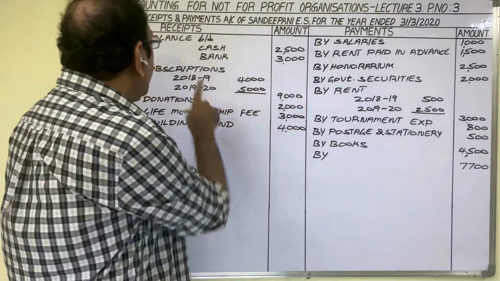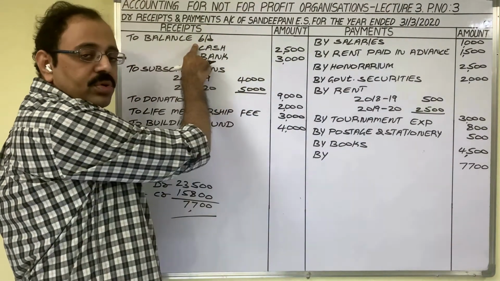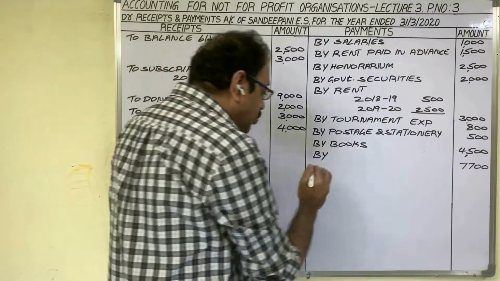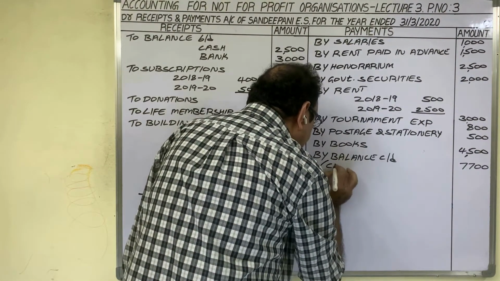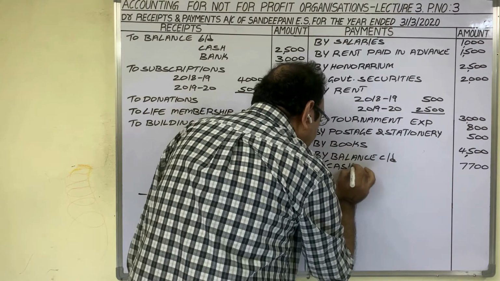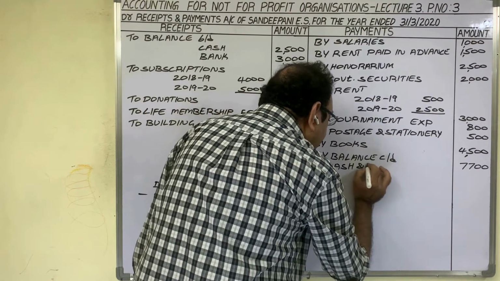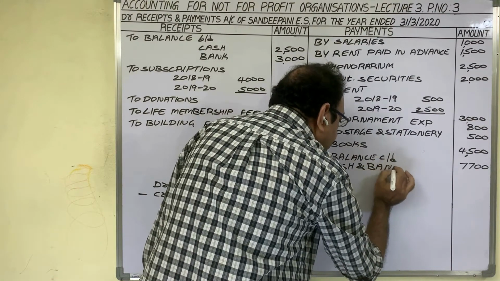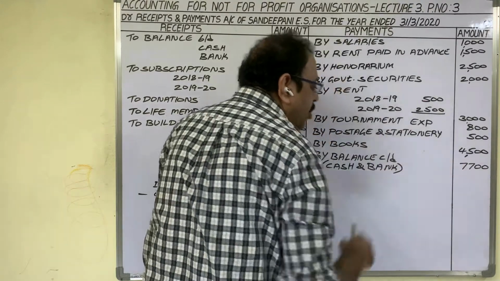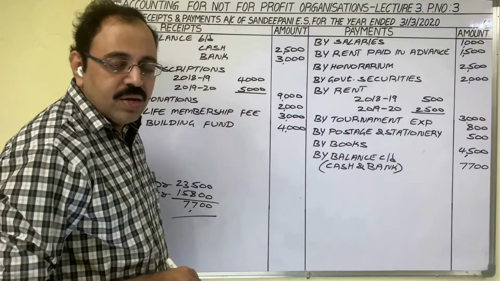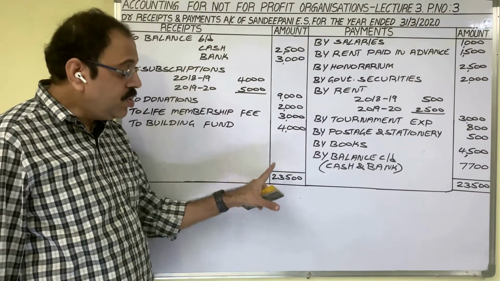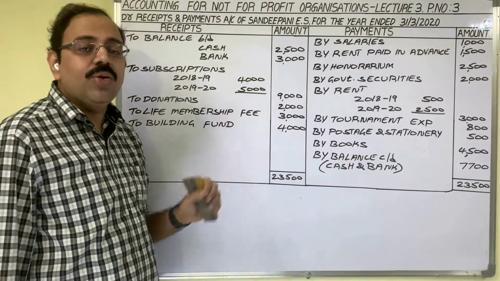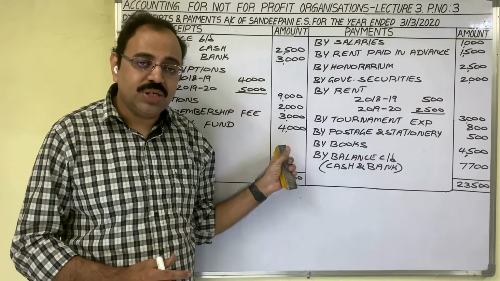For the opening balance, we wrote balance brought down. So for the closing balance, we have to write balance carried down. In brackets, mention that it is cash balance and bank balance. Both are included in this amount. Separately, we cannot tell. Now, on the two sides put the totals. As the debit total is more, on both sides we have to write the debit total amount. So, this is the solution.